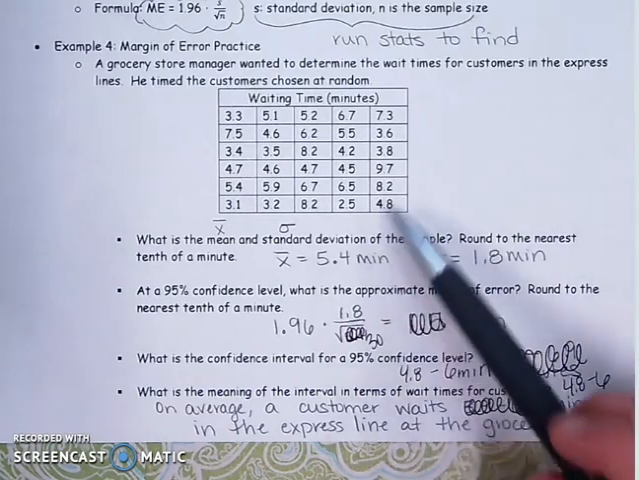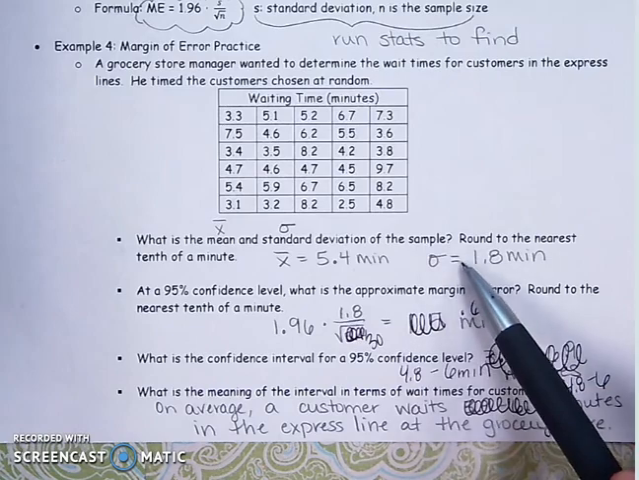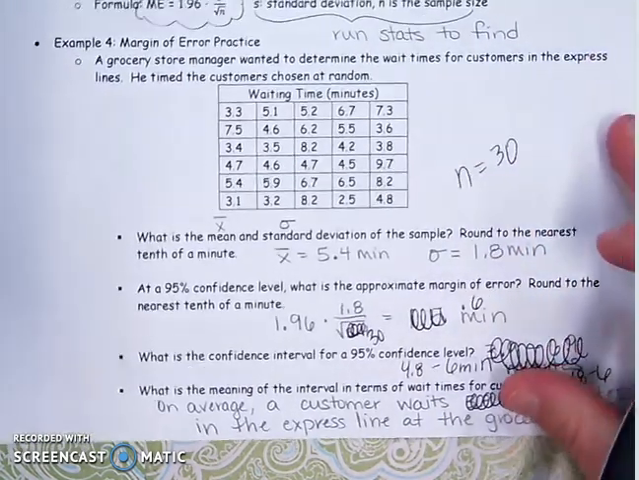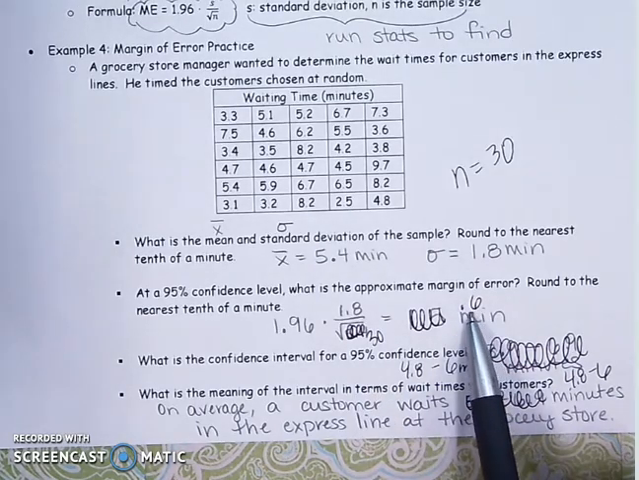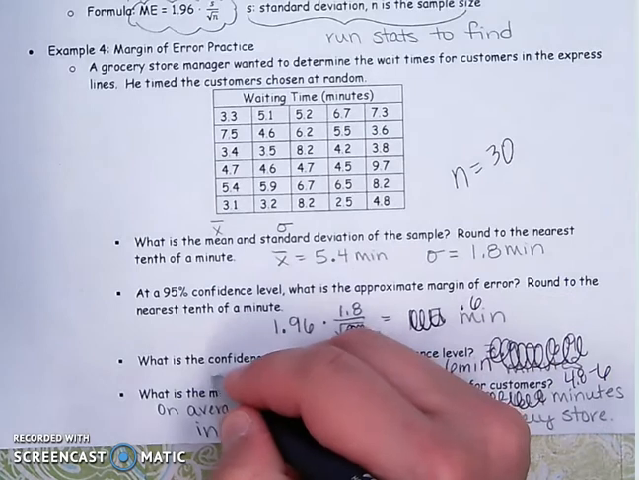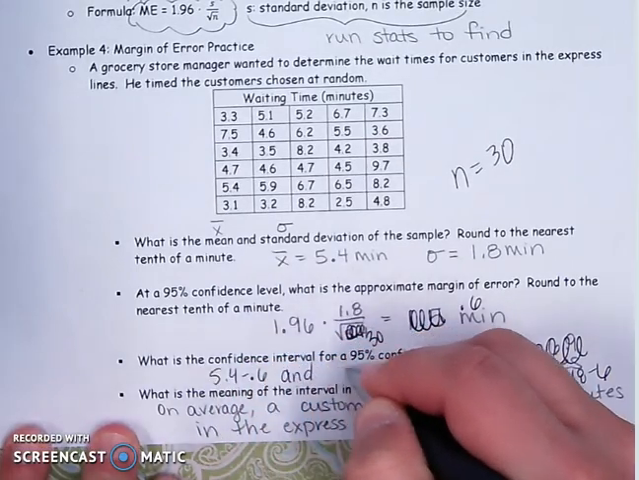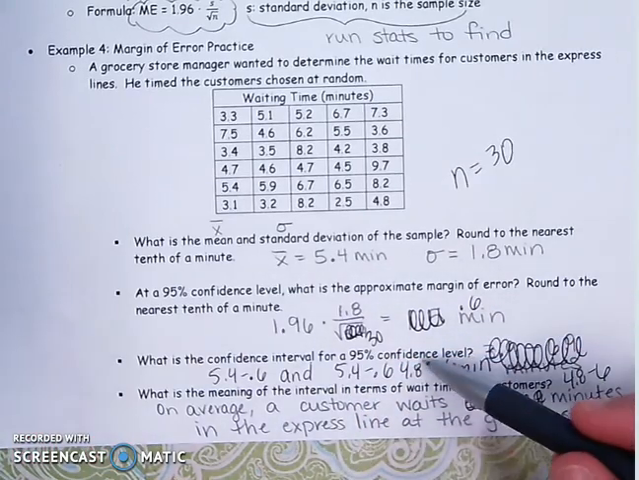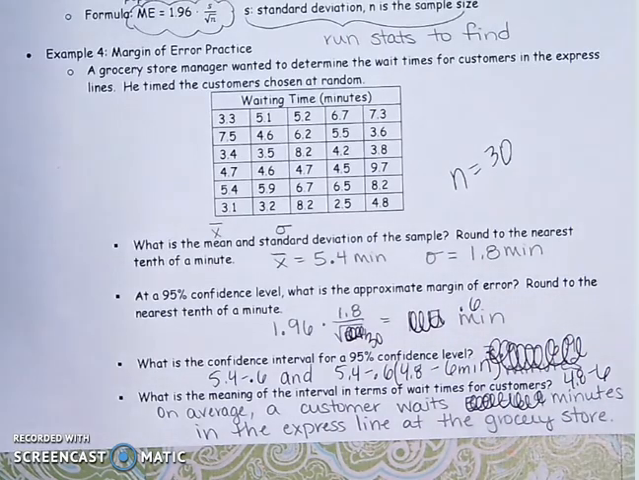So again, type this in L1, run your statistics, get your average, your standard deviation, and it tells you N is 30. Plug it in your formula. Add or subtract this to the average. So this came 5.4 minus 0.6 and 5.4 plus 0.6, which gave me these two numbers. And that means that the person waits on average between 4.8 and 6 minutes.